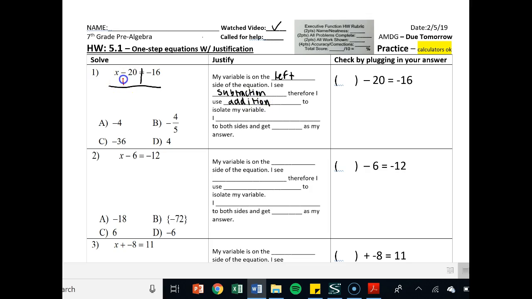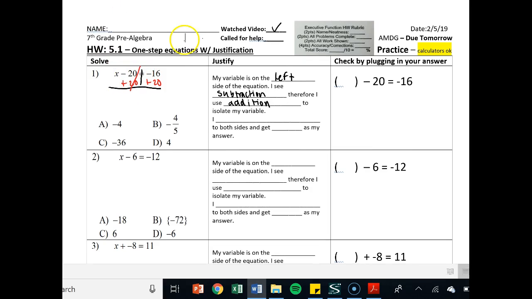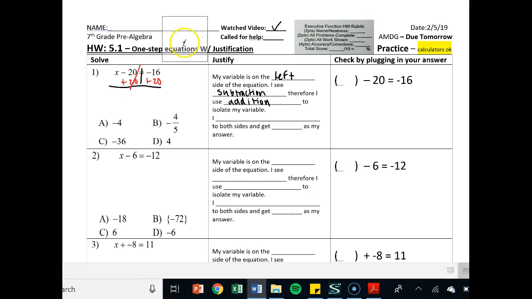So instead of minus 20, I'm going to say plus 20 to both sides. Notice that minus 20 and 20 cancel out. I get to drop down my x. Please do it exactly how I'm doing, by drawing the arrow and everything. Then I leave a big space with the equal sign, and I say negative 20 plus 20 is positive 4. That was a DSSM problem, so label it. I say add 20 to both sides and get 4 as my answer.